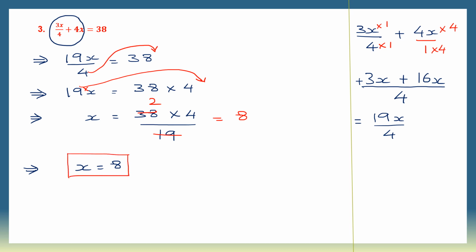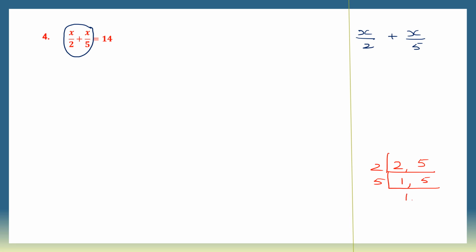Answer to question 3. Question 4. Again we have the left hand side which has to be worked out first. So let's do that. X by 2 plus x by 5. Now the denominators are different. They are unlike fractions. So we have to find the LCM of the denominators 2 and 5. Now 2 ones are 2 and I bring down 5 and then I have 5, 1 and 1. So the LCM here is 2 into 5, which is 10.